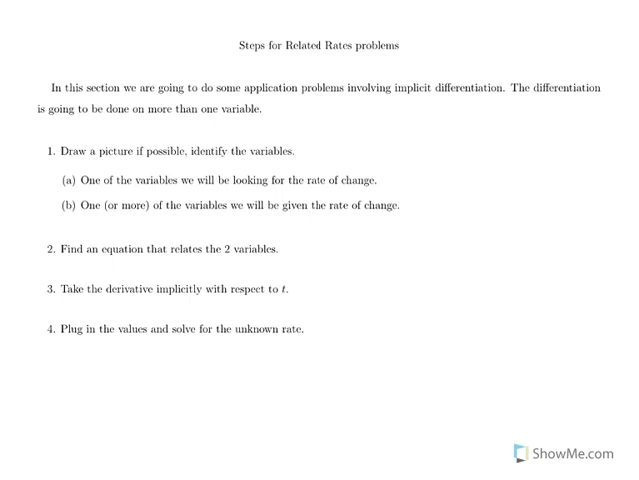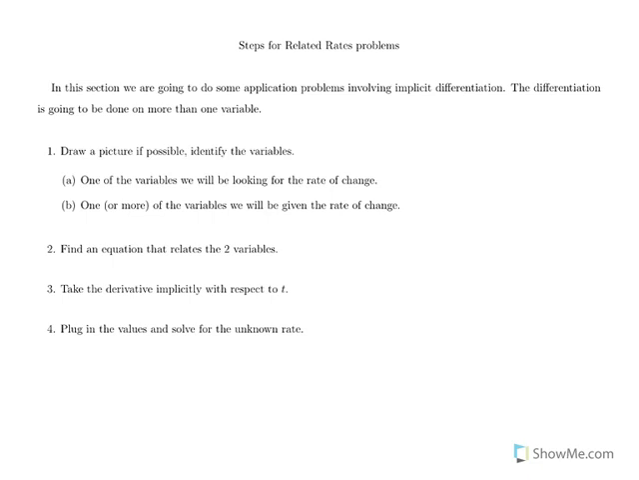So our steps: draw a picture if possible, identifying the variables. That's like trying to understand the question. We know we're going to have two, maybe three variables. Let's just say we have two. For one of the variables we're looking for the rate of change, and for one we're given the rate of change. That tells us exactly what our two variables are going to be. And we'll see a couple of examples that show exactly that.